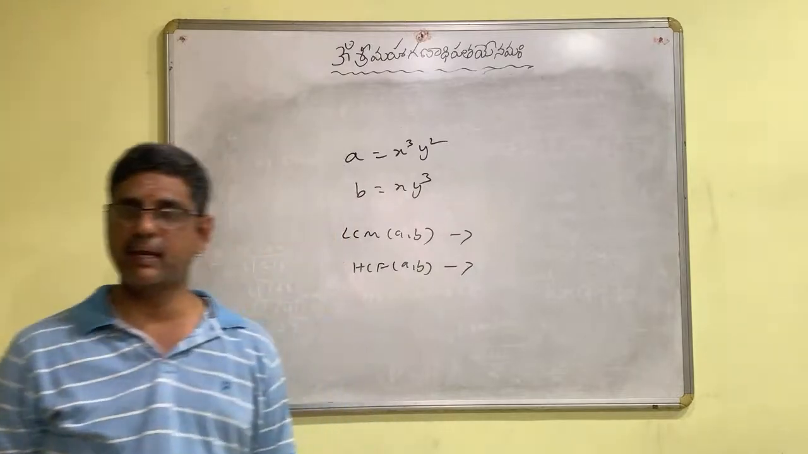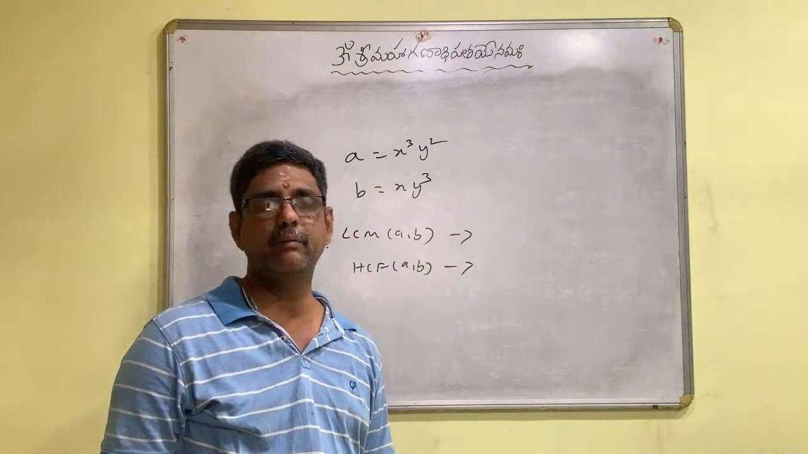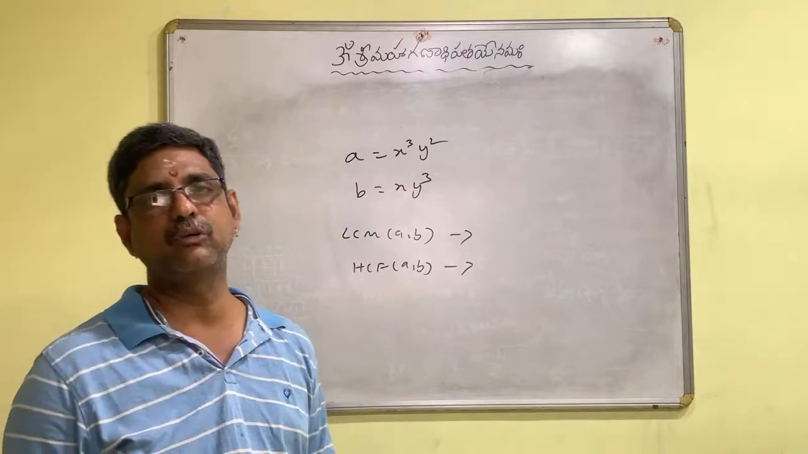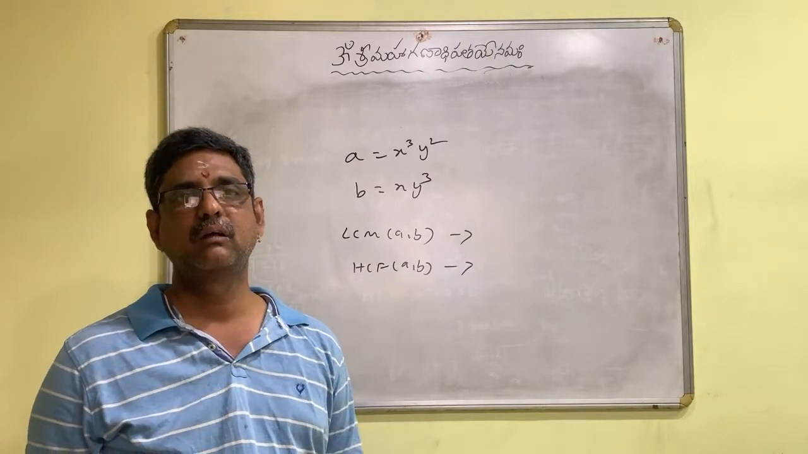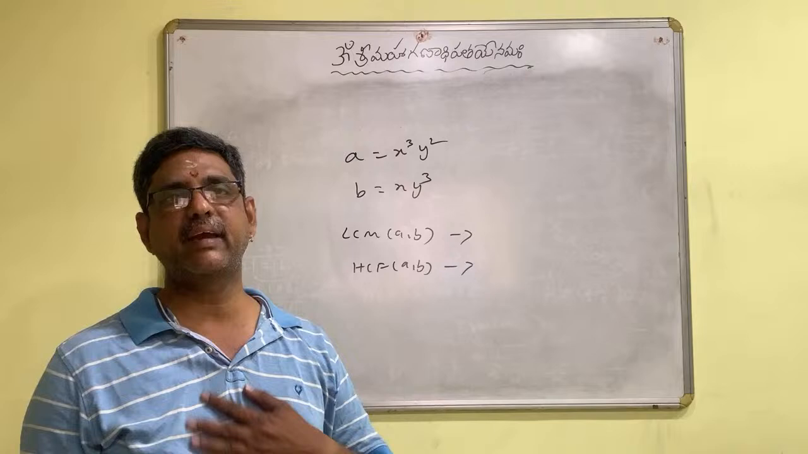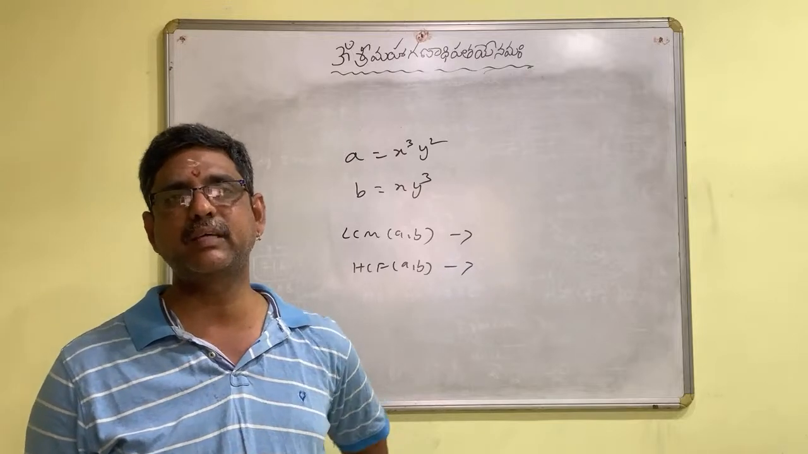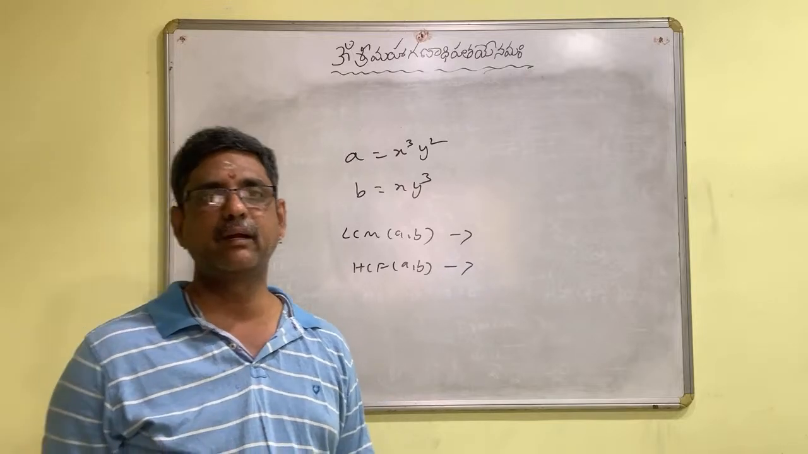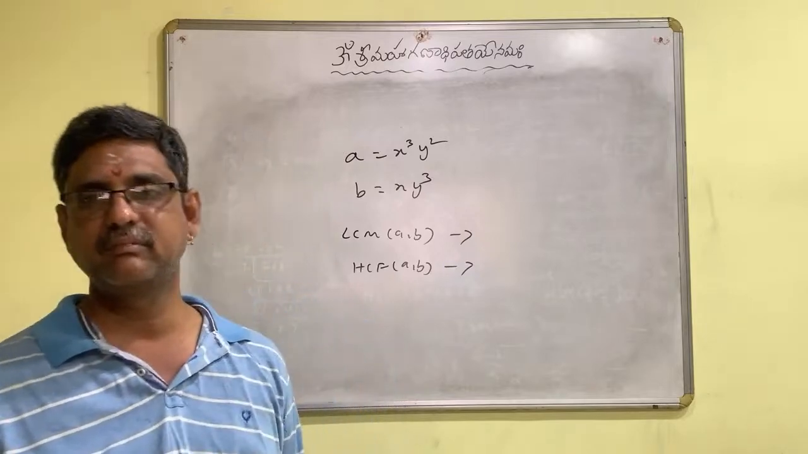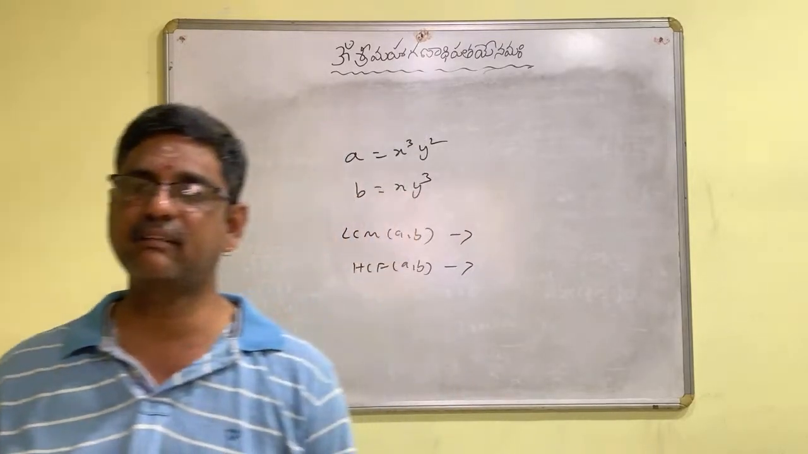x and y are prime numbers. A and B are two positive composite numbers. The prime factorization of A is x cube y square and of B is x y cube. We need to find out their LCM and HCF. Why so much thinking, children?